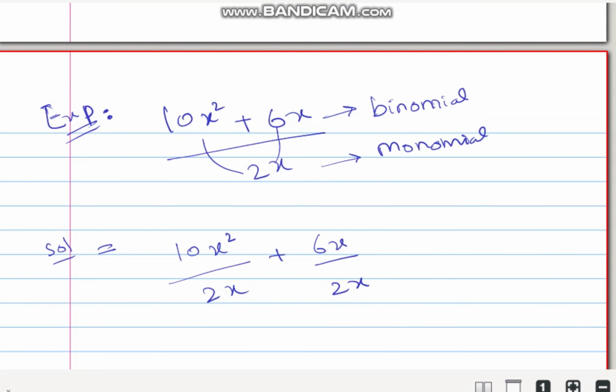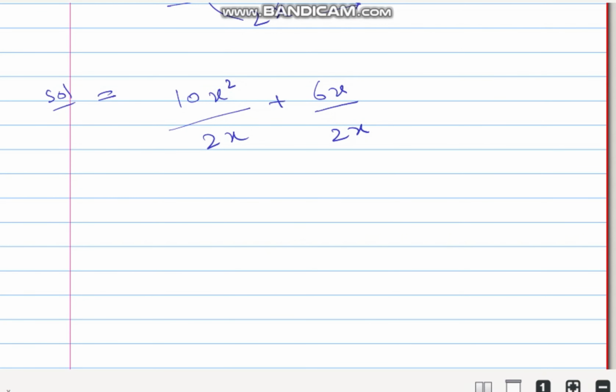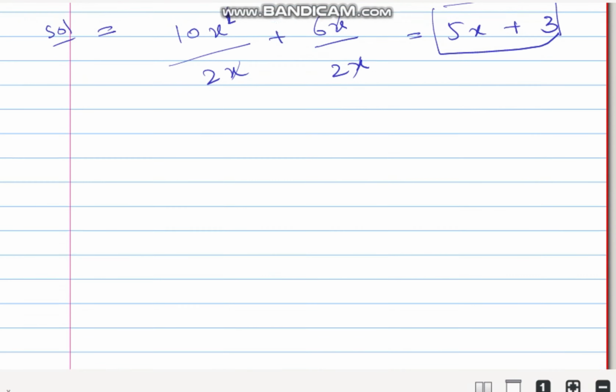Now, this is just monomial division. 10 divided by 2 gives 5, and x² over x gives x, so 5x. Then 6 over 2 gives 3, and the x cancels out. The 2 will be cancelled out and 1 will remain. This will be your answer: 5x + 3. This is the simple division of a polynomial.